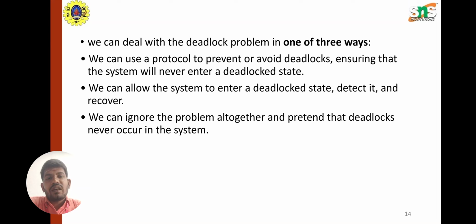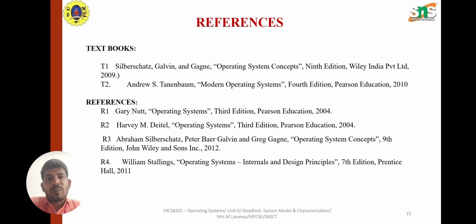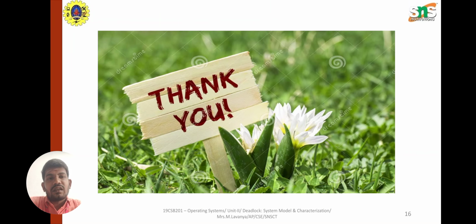We can deal with the deadlock problem in one of three ways. We can use a protocol to prevent or avoid deadlocks, ensuring that the system will never enter a deadlock state. We can allow the system to enter a deadlocked state, detect it, and recover. Or we can ignore the problem altogether and pretend that deadlocks never occur in the system. These are the deadlock topics. Thank you.